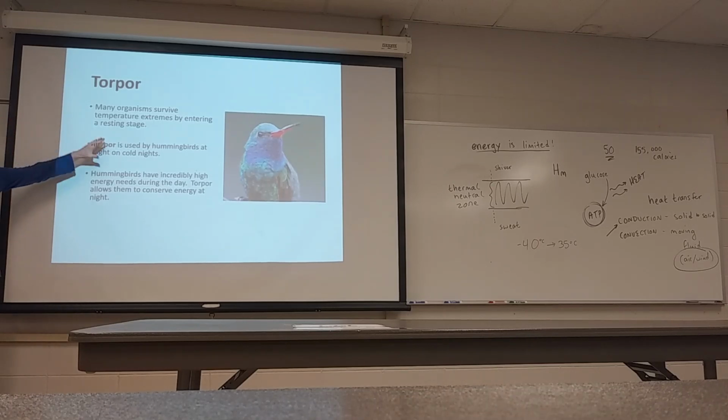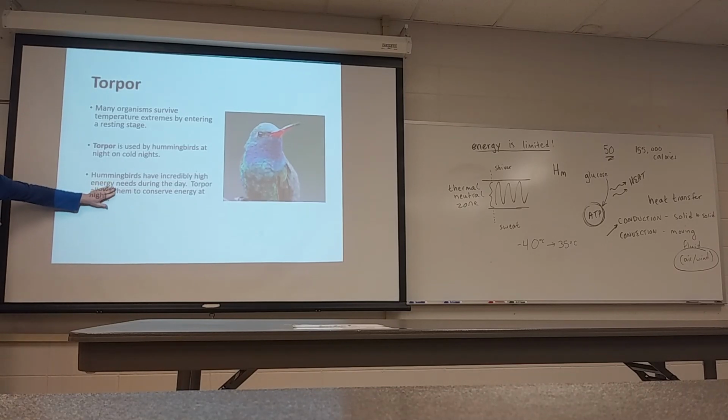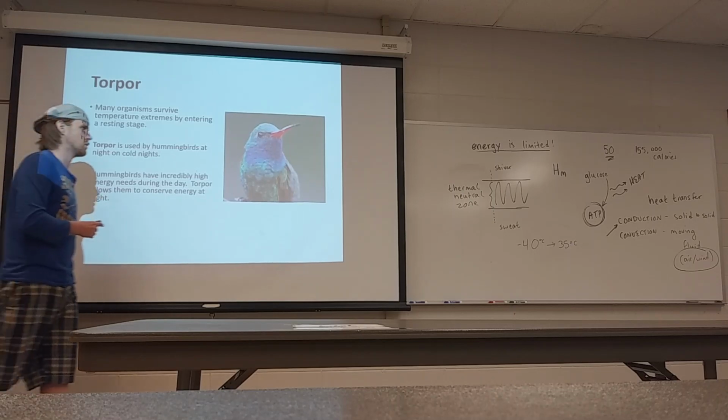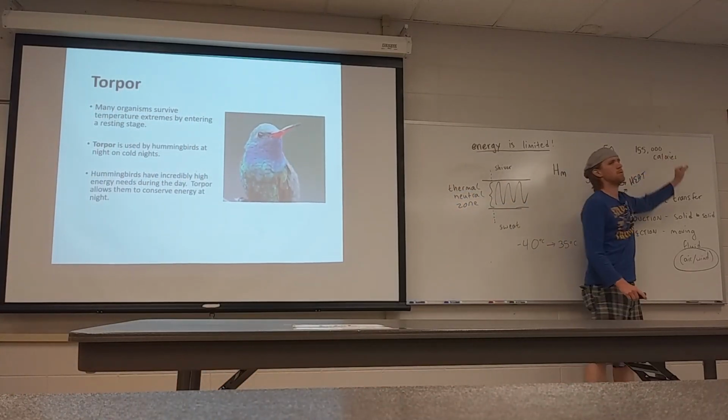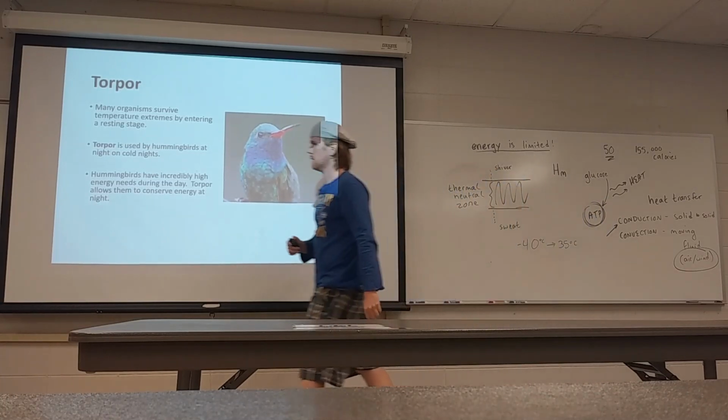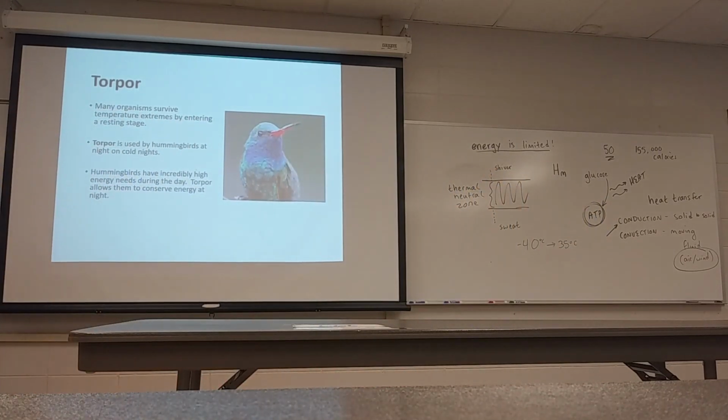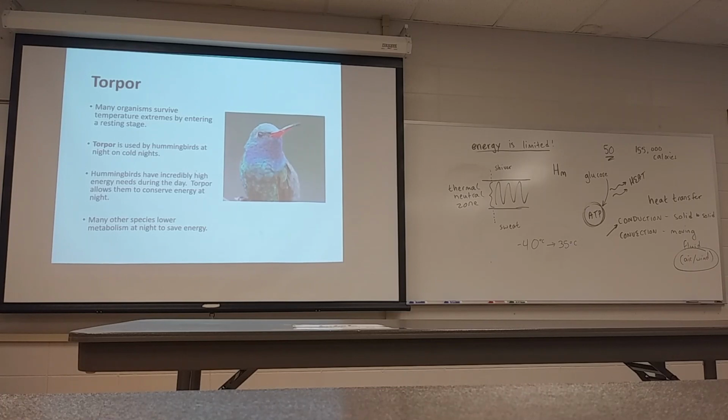Torpor is when they lower their metabolism at night to the point where they're barely using any energy. It's an energy-saving mechanism. And so it's a lifesaver for these organisms whose daytime activities require incredible amounts of energy. It's not just hummingbirds. They're the most stark example, and that's why I like to use them. But other organisms do this too.